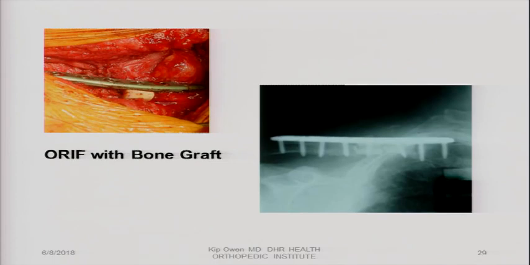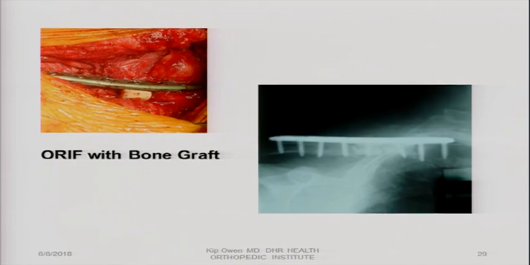Just a representation of fixation of a non-union. You'll notice an interposition graft in the mid portion under the plate, which looks like a piece of cadaver graft or it's iliac crest graft that's been placed there to fill the gap from the non-union to gain solid union.